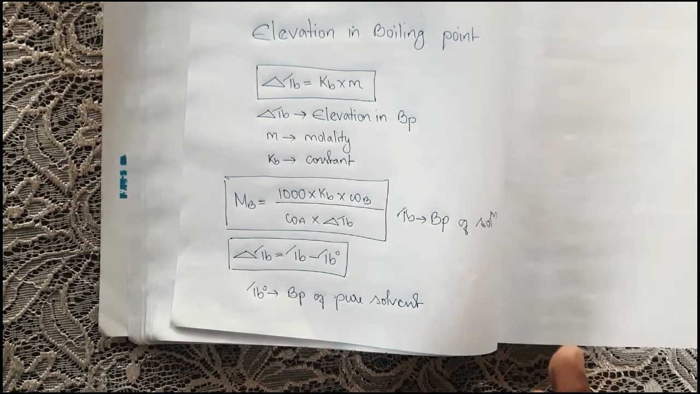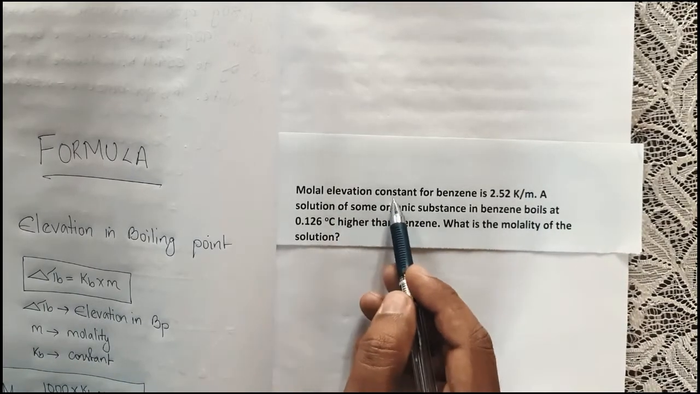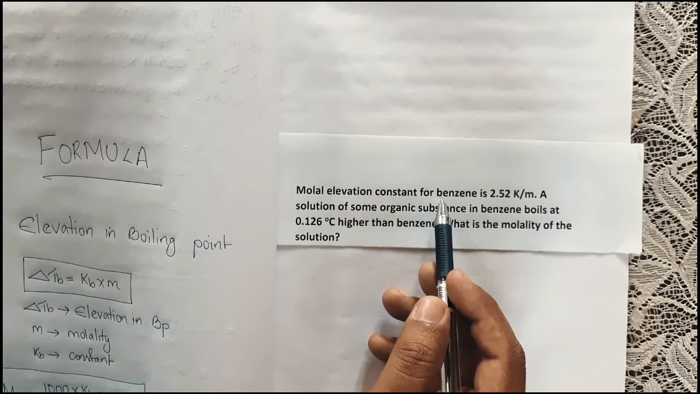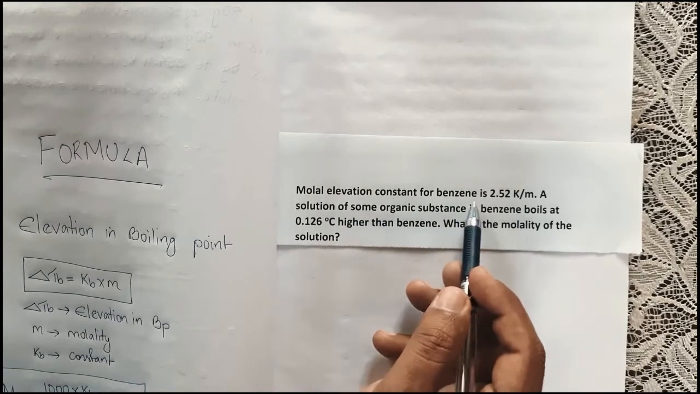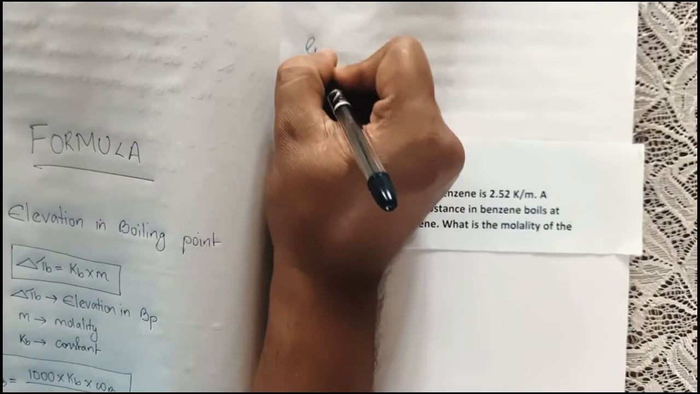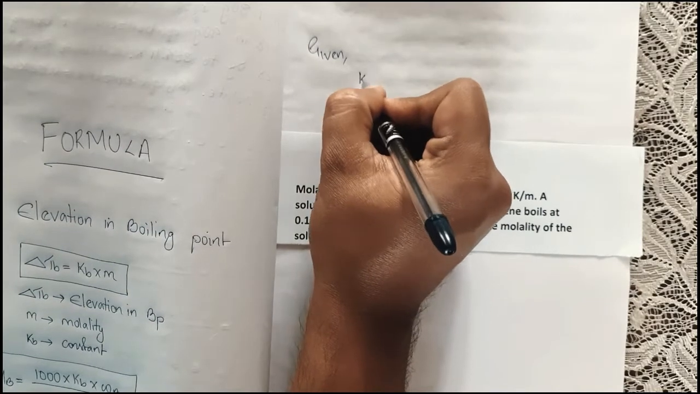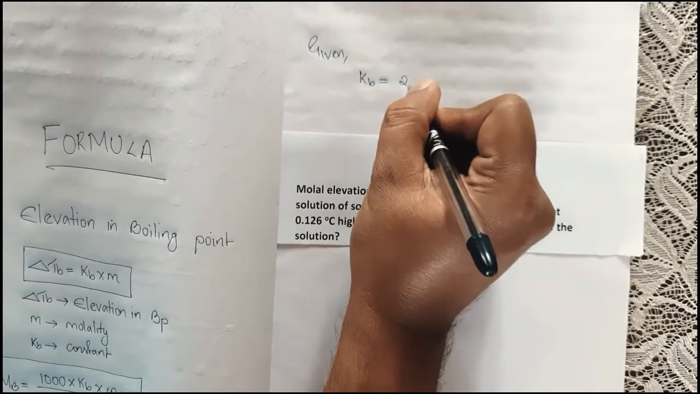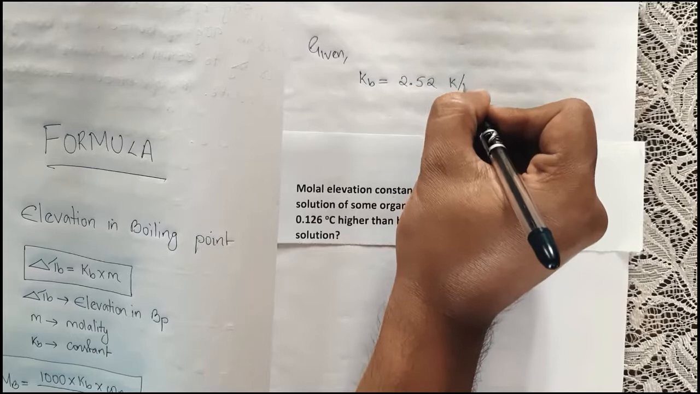Keeping these three formulas in mind, here is our first problem: molar elevation constant for benzene. So what did we say? KB, right? KB is our constant. So molar elevation constant for benzene is 2.52. So just let me write the given. We have KB is equal to 2.52 K per M.